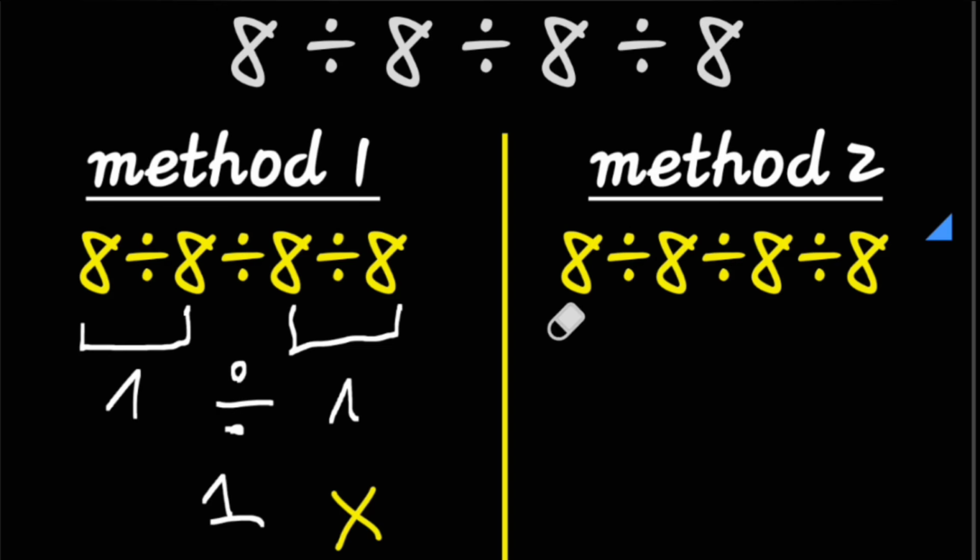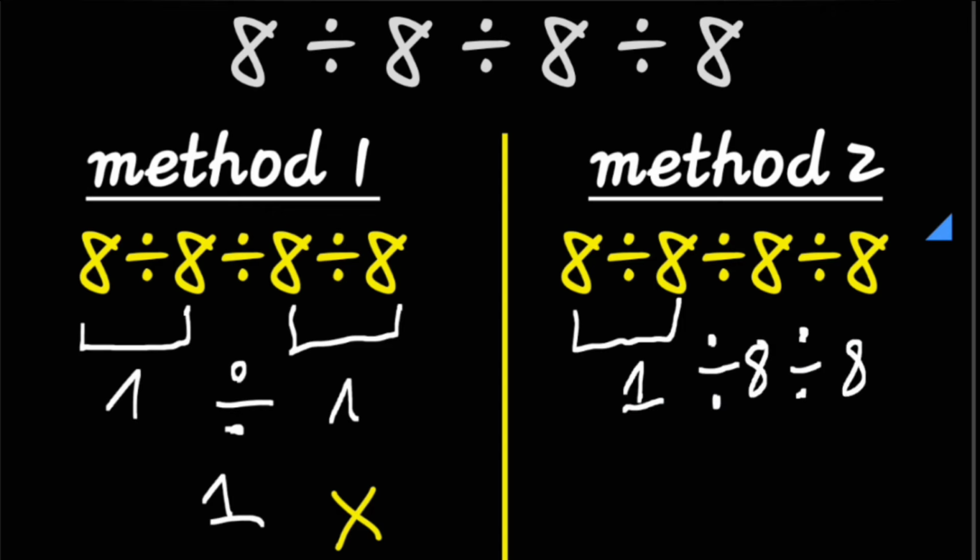Step 1. Take the first two numbers. 8 divided by 8 equals 1. So now our problem becomes 1 divided by 8 divided by 8. Step 2. Move right to the next division. 1 divided by 8 is 1/8. Our problem is now 1/8 divided by 8.